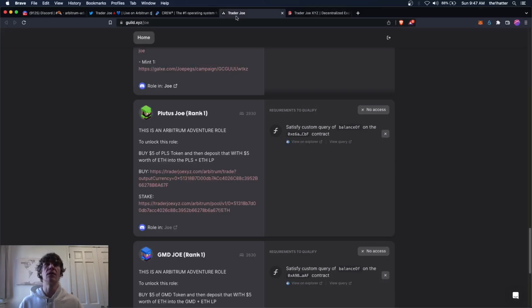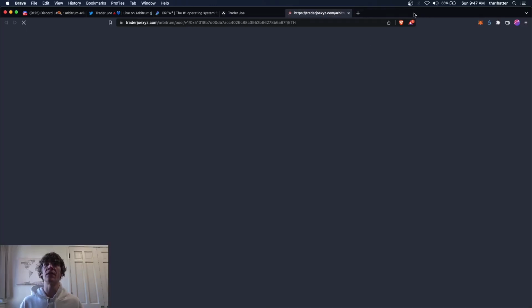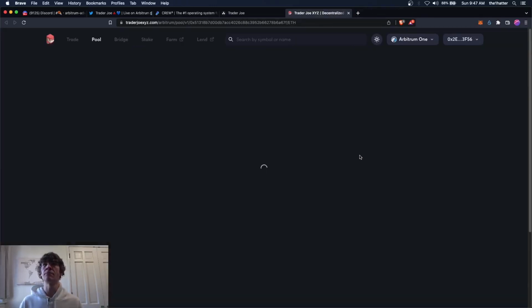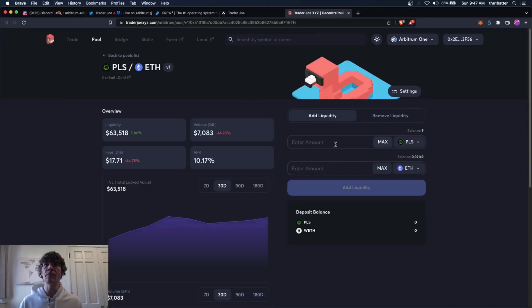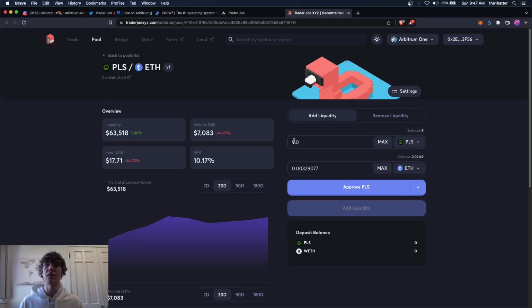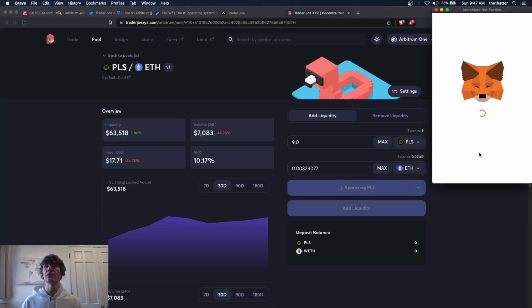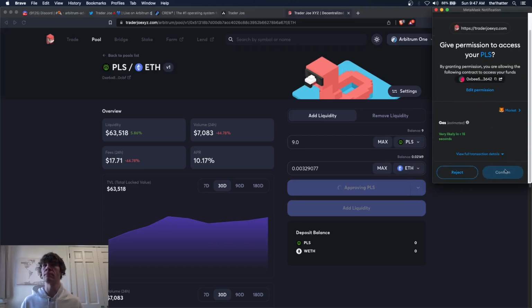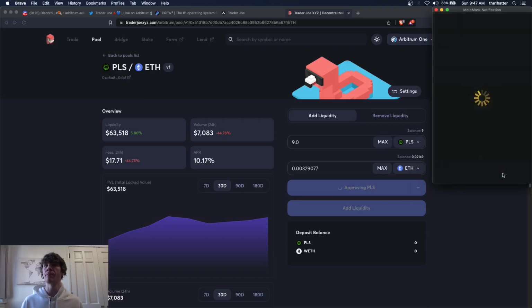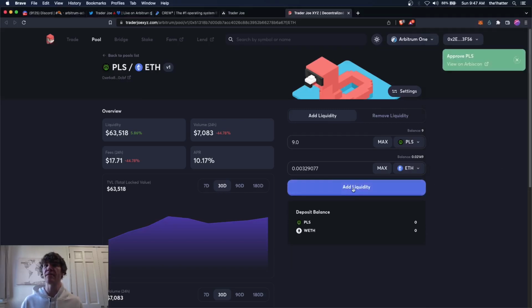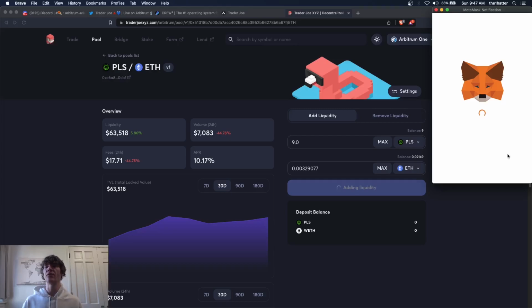Okay, now that we have swapped, we'll stake it here. We can close out of that other window. And you'll see we have the balance, so since that's about $5, we'll max that, add liquidity, okay, we'll approve. We'll confirm that. Now we'll add the liquidity.